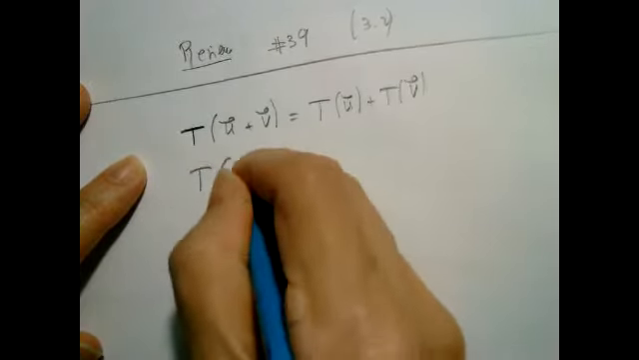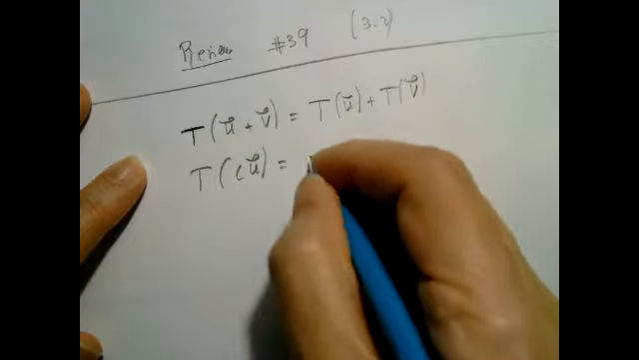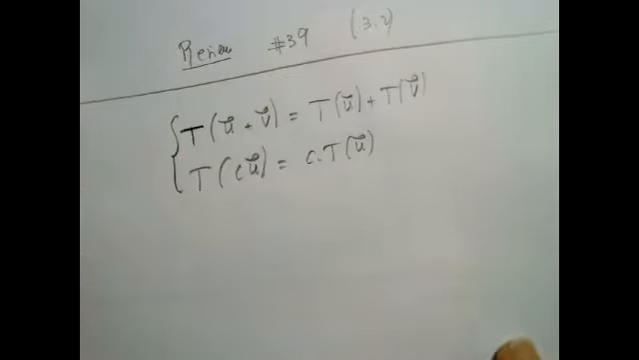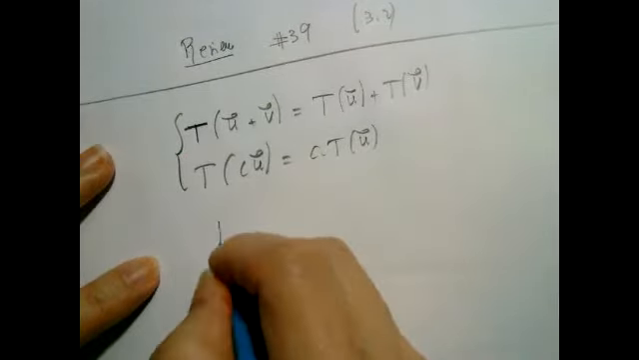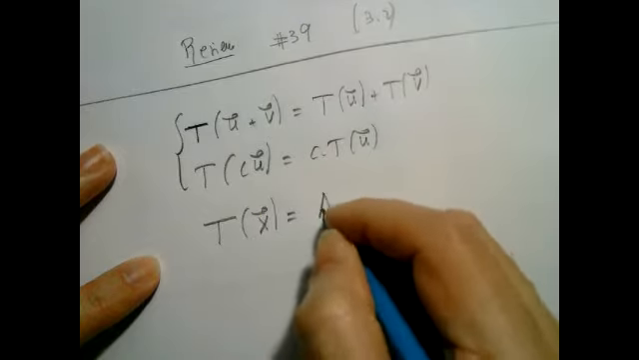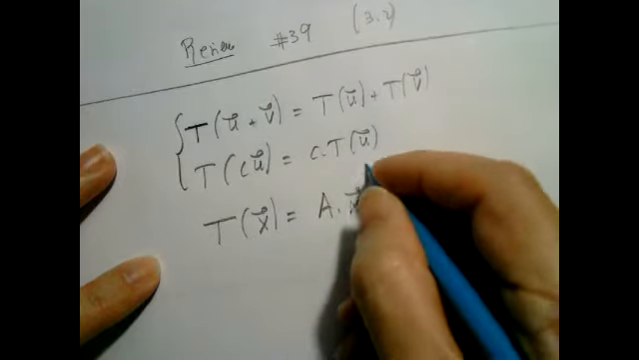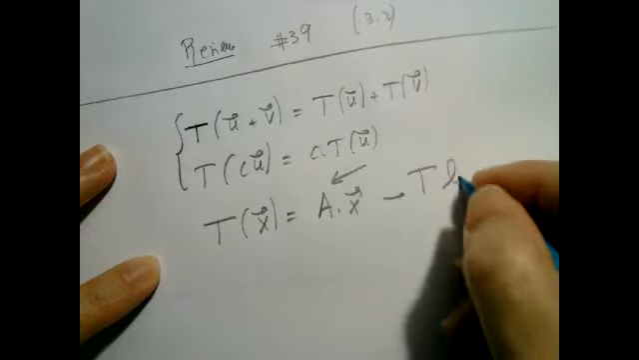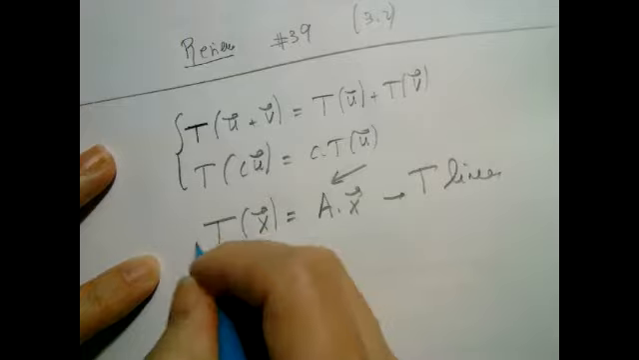And those 2 properties, I can get the C out. That's linearity. Now, any transformation given by the rule A times X, where A is a matrix with constant entries, then T is linear. So if this is the rule, then it is linear.